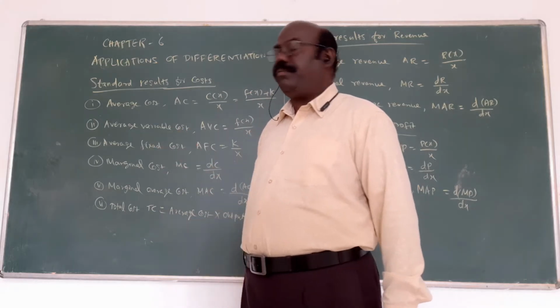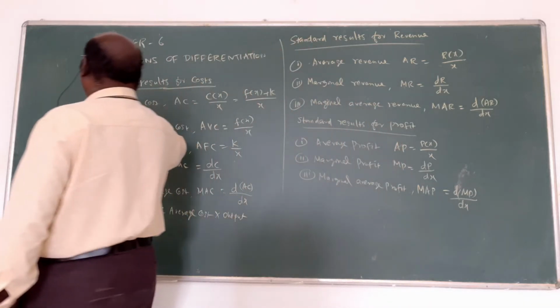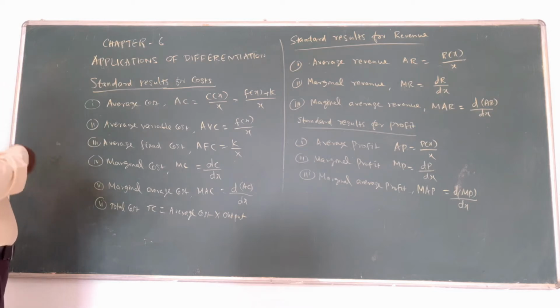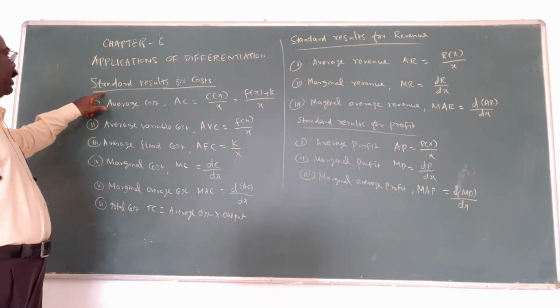Fifth chapter over. Now the sixth chapter is applications of differentiation. This is called applications of differentiation. First, some formulas. Standard result for cost.